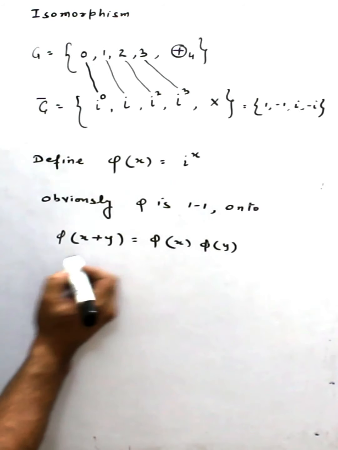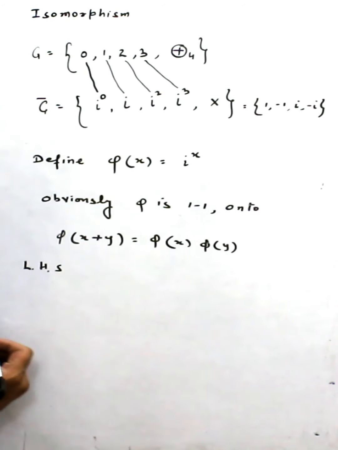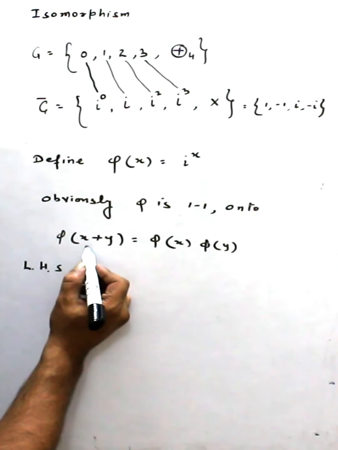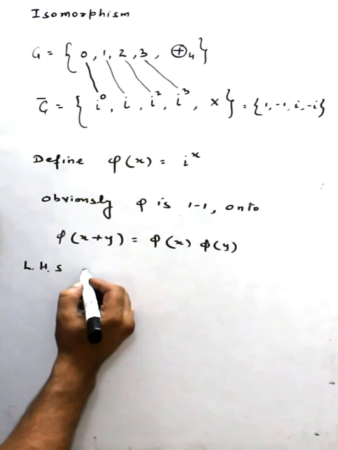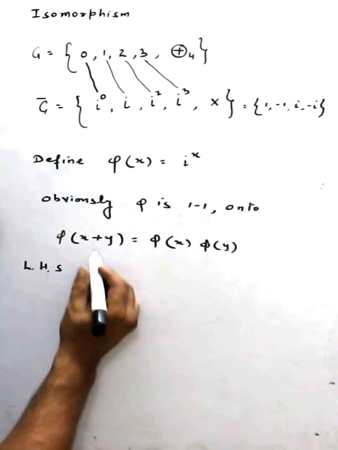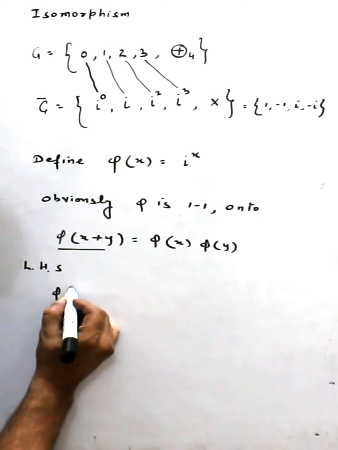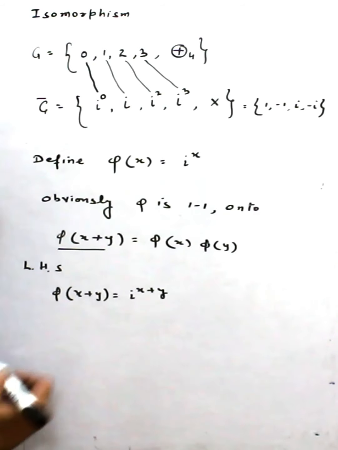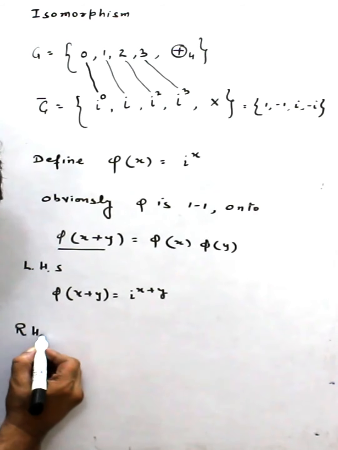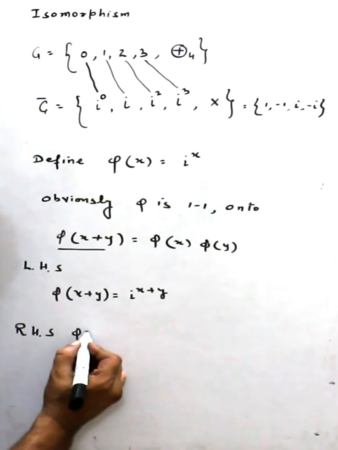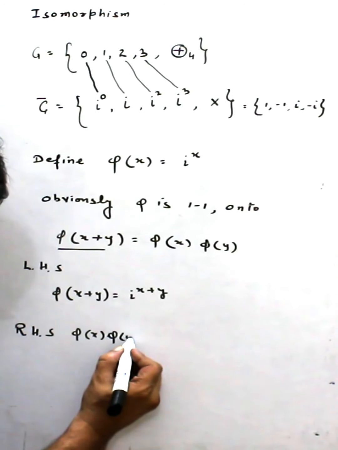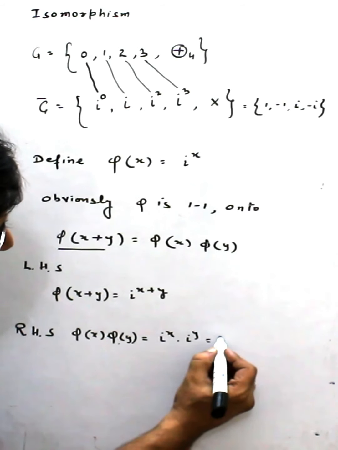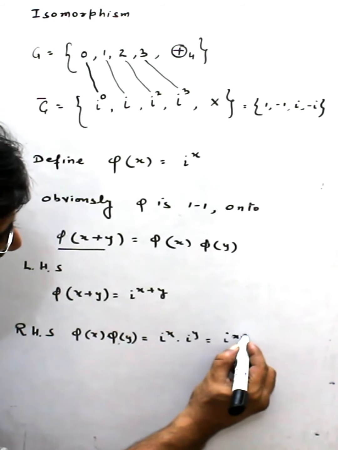So first we take the left hand side. If I take any two elements, phi(x + y) is equal to i^(x+y), and the right hand side, phi(x) into phi(y), that is i^x and this is i^y, and this is also i^(x+y).